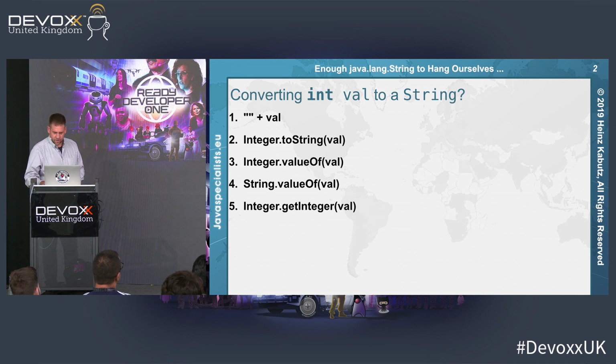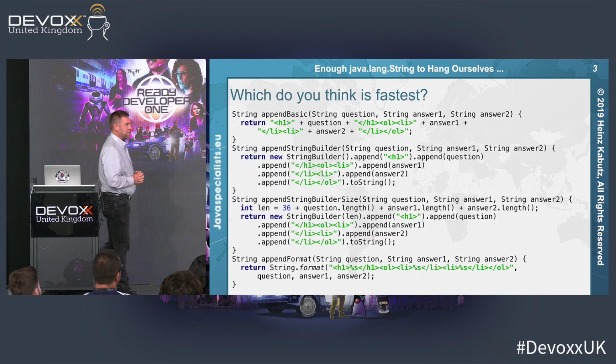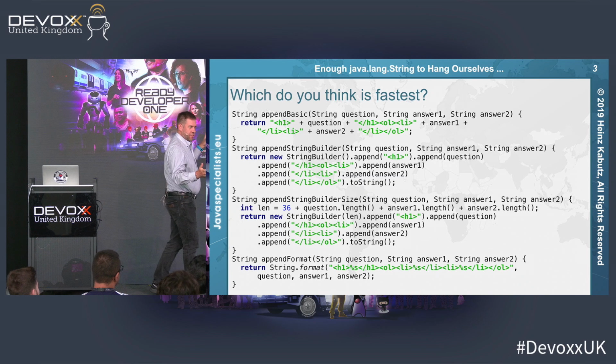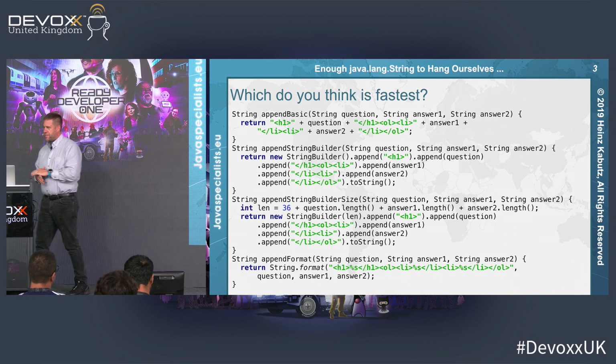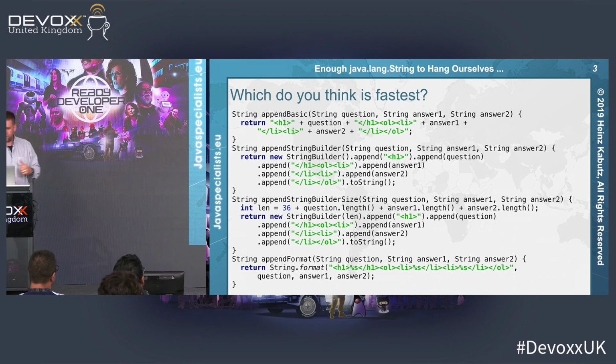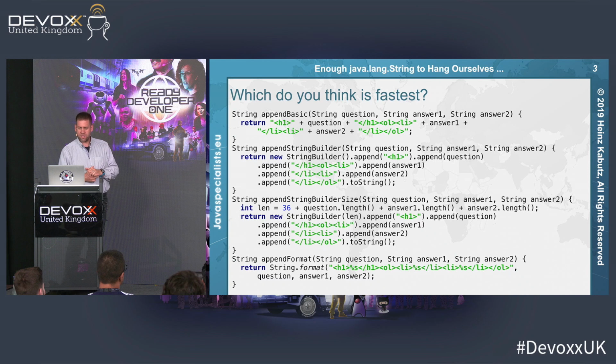Now, similarly, what's the fastest way to build up a string? Like you want to build up a web page and you've got all these different values you need to put in there. What's the best way? What's the fastest way? So who thinks the first one's the fastest, append basic? Who thinks that's the fastest? Okay, like 2 people, 3 people.